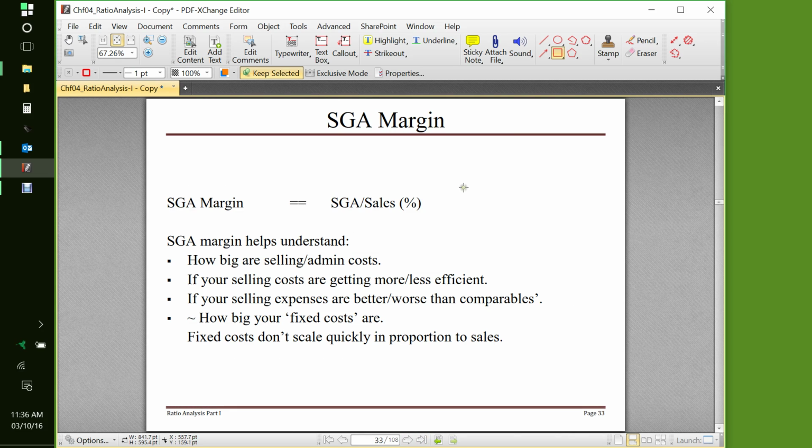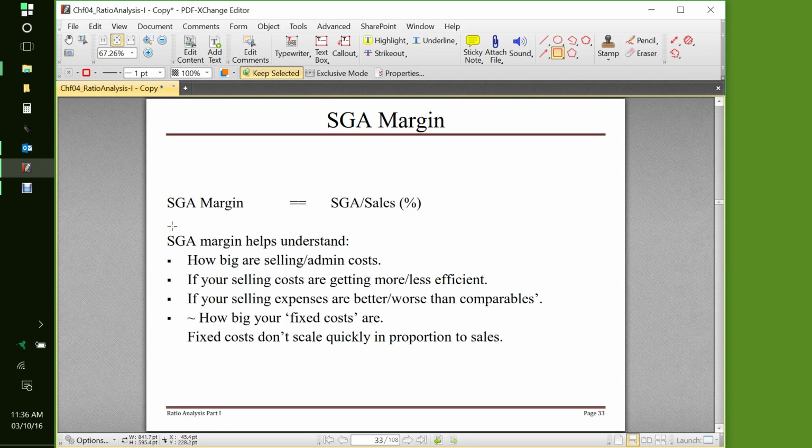Next margin ratio that we have is the SGA margin, which is simply SGA over sales. So it's telling us what percentage of our sales was eaten up by our selling, general, and administrative costs.